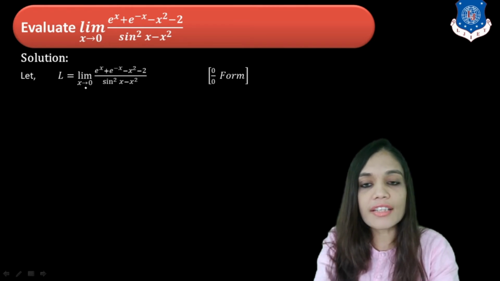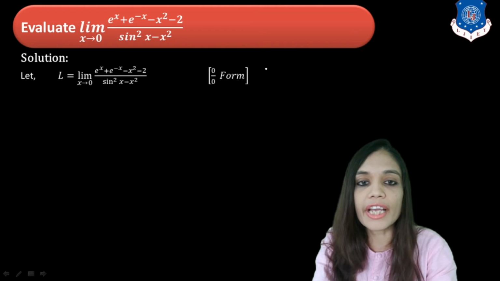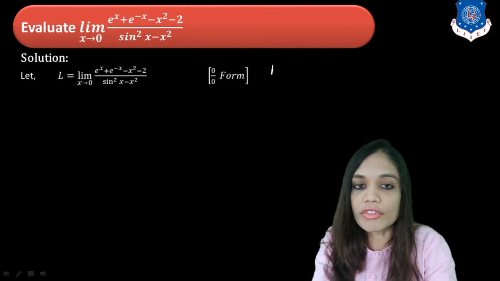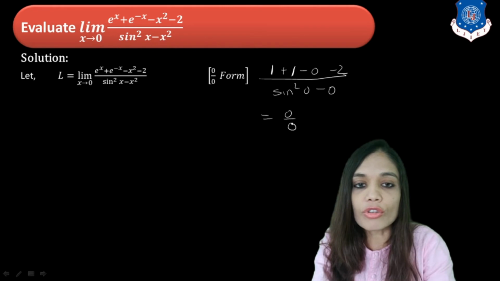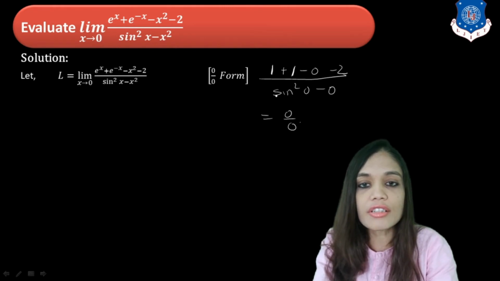Now we will put x is equal to 0. So what you will get? e raised to 0, that will give us 1, plus e raised to 0, so 1. If we put 0 in x square, it will go to 0, minus 2, upon sin square 0 minus 0. So what you will get? 0 by 0 form, because sin 0 is 0.